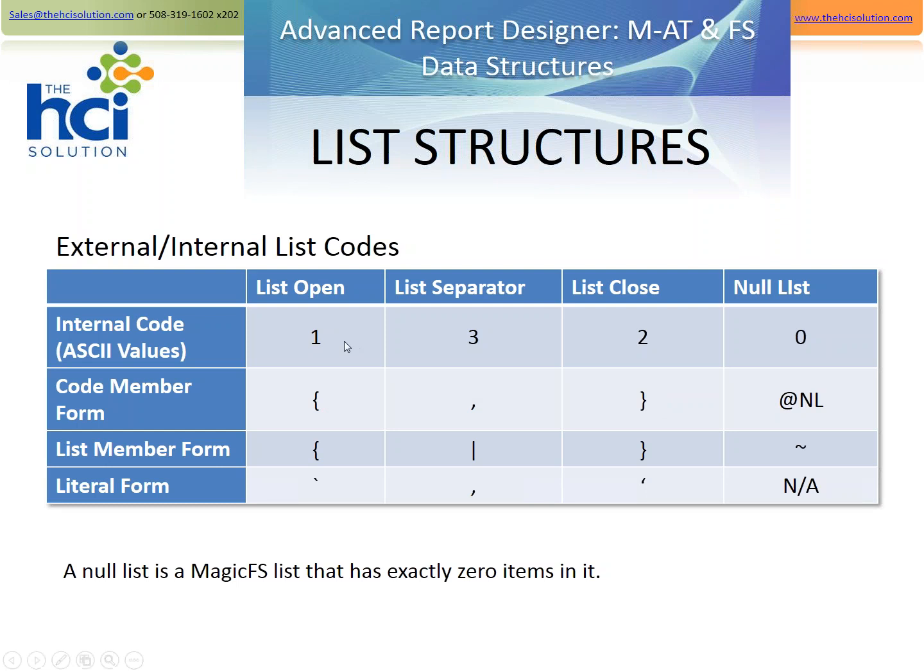In reality, if you were to look at how the data is stored on disk, the start of a list would be represented by an ASCII code of 1, the separator would be an ASCII code of 3, the close of the list would be an ASCII code of 2, and a null list is an ASCII code of 0.